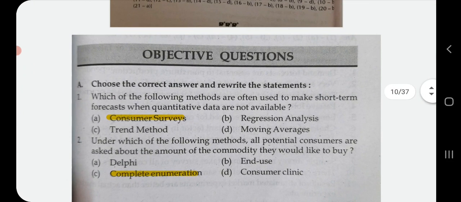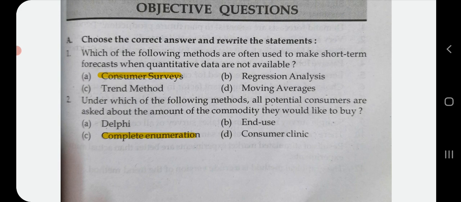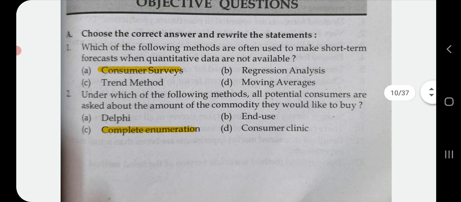The next questions are on demand forecasting. The first question in that, which of the following methods is often used to make a short-term forecast when quantitative data are not available? When the quantitative data are not available, at that time for the short-term forecast, we use consumer survey.